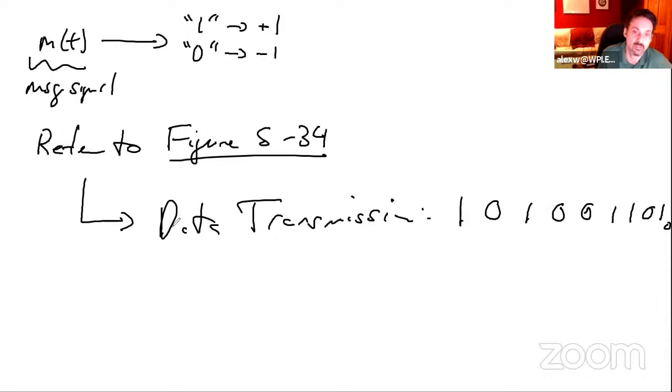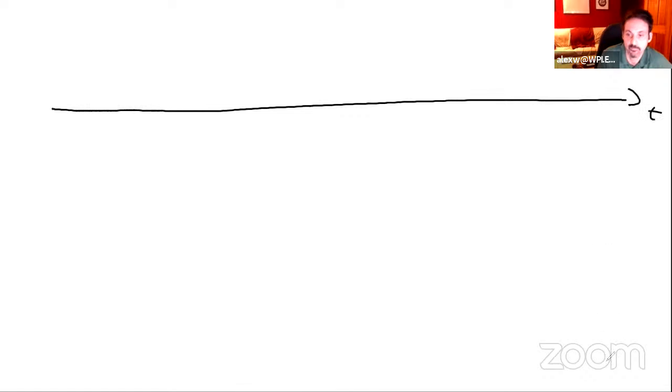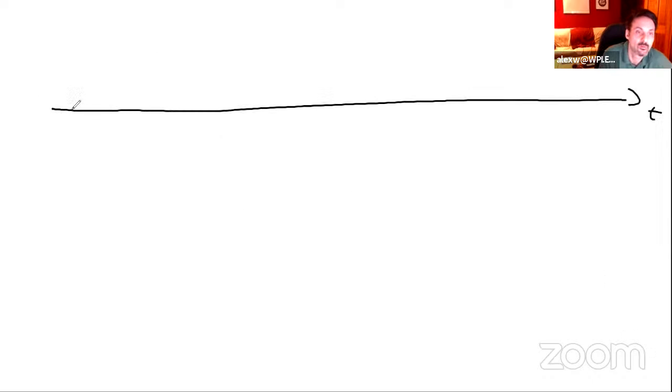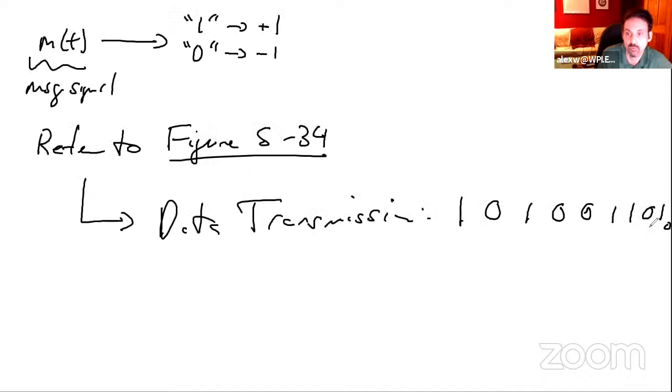We need to translate that into a waveform. So let's go to the next slide. What is it again? Draw a line, t. Okay, okie dokie. So 1010. Let's start with that. 1010, so far so good. And then 0110.